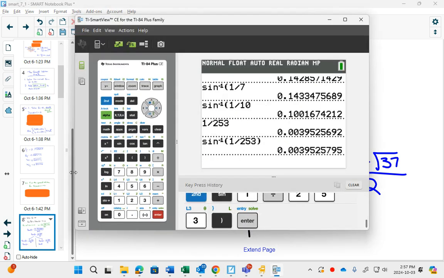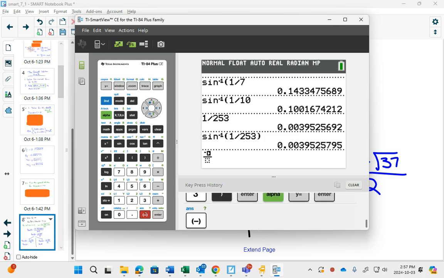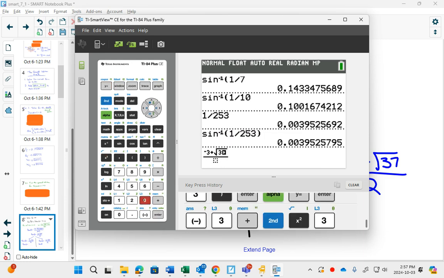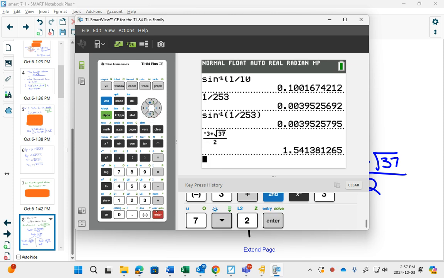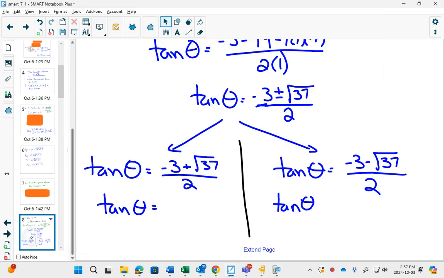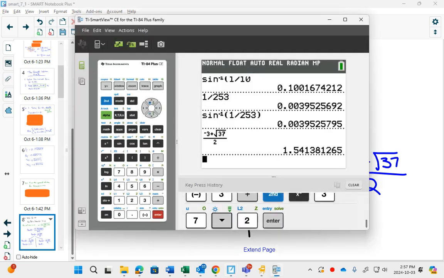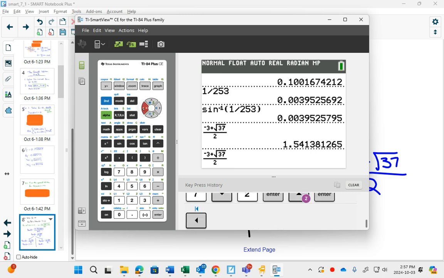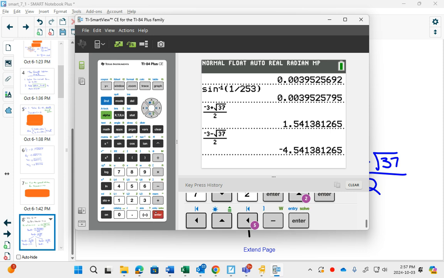Okay? So I type into my calculator negative 3 plus the square root of 37, all divided by 2, I get 1.541. And if I do the same thing with the other one, and some calculator tricks, you know, you can just highlight what you typed in before, push enter, and then all you have to do is go to that plus sign and override it with the negative sign, or subtract sign. Negative 4.541.